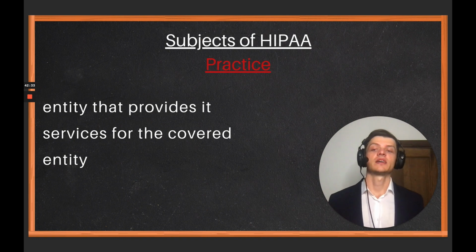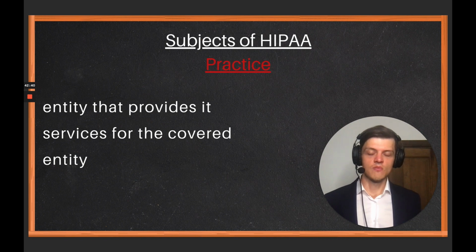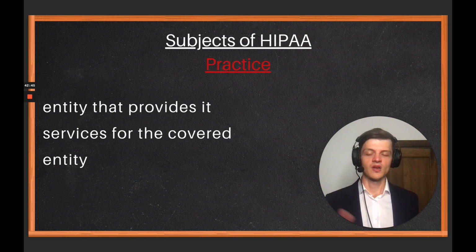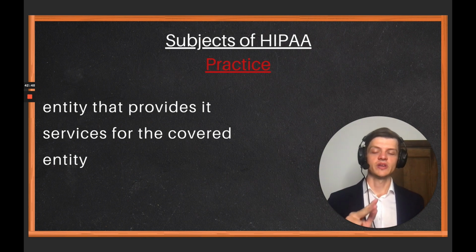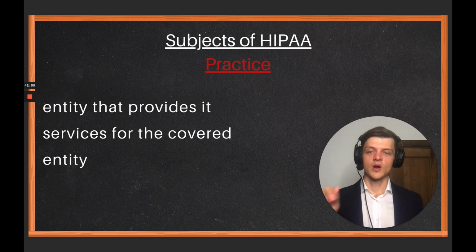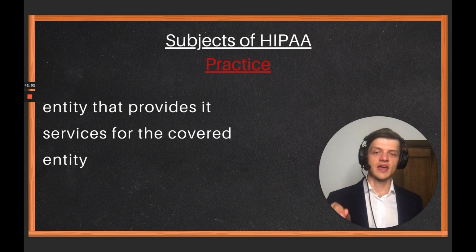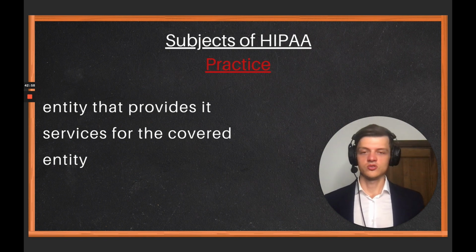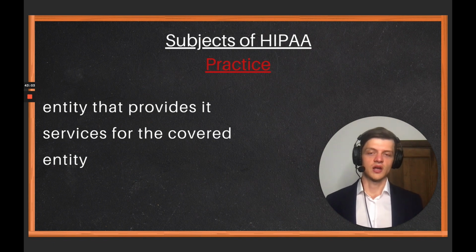So, in this case, I would say it depends. It seems like someone who provides services to a covered entity should be considered a business associate. But we need to remember that there are two criteria. Criteria number 1 is performing services. Criteria number 2 is PHI disclosure. So the question here is, is there a PHI disclosure in this case? If yes, it's a business associate. If no, then it's just a third party providing services, just like the water delivery that I have mentioned.